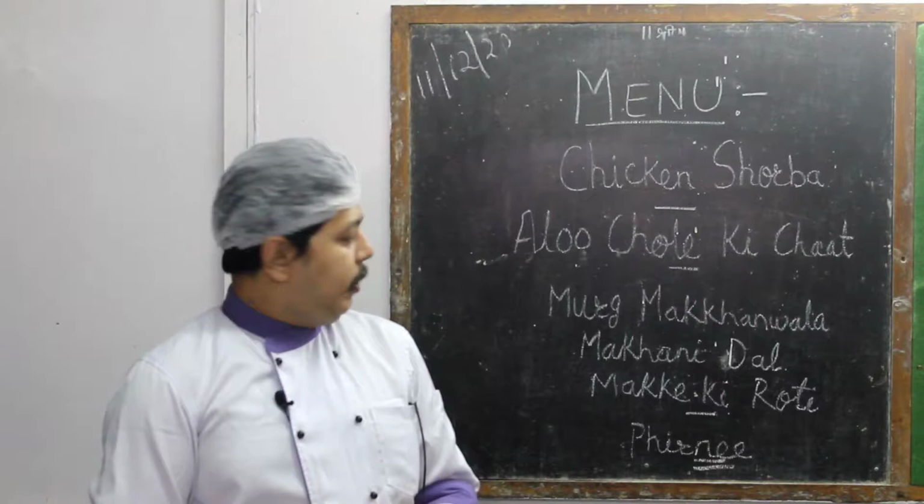And to end it all, we have firni in dessert. Firni is a basic kheer which is made with rice, milk and cream, and it is topped up with all the dry fruits.